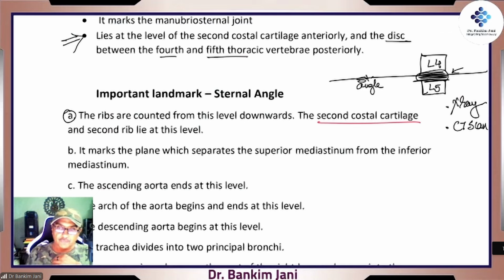And then from that point onwards, you keep moving down and you will be able to count the ribs, because you got one important landmark, that this is rib number 2, costal cartilage number 2. Then there would be gaps. So this is costal cartilage 3, then rib number 4, then rib number 5. And that's how it keeps on going.